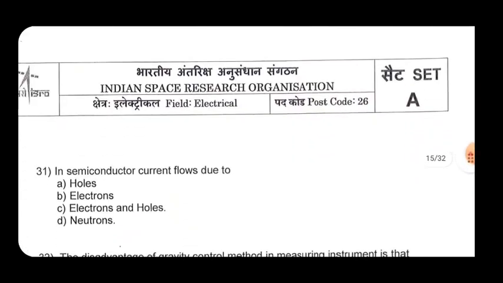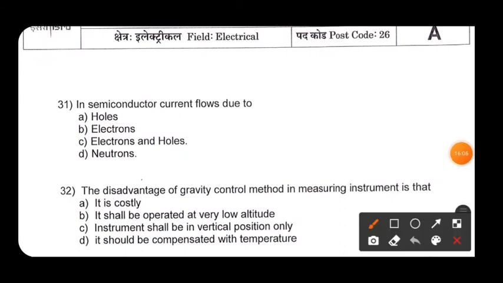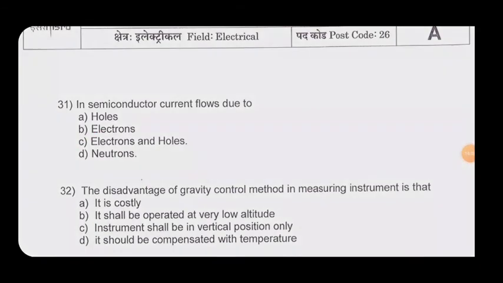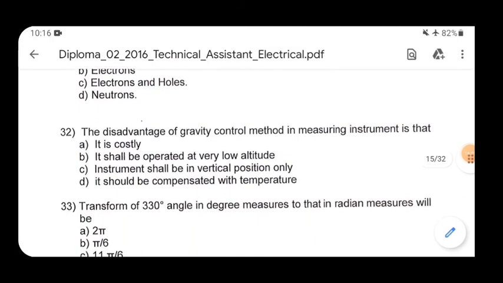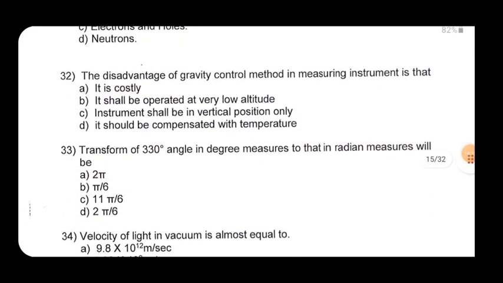In a semiconductor, current flows due to both electrons and holes. This is a common question, all of you know it. The disadvantage of the gravity control method in measuring instruments is that the instrument must be in a vertical position, so it can measure only in that position.